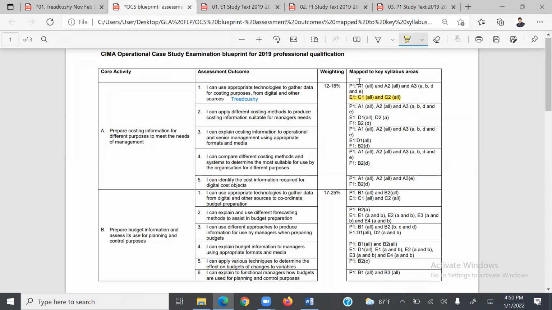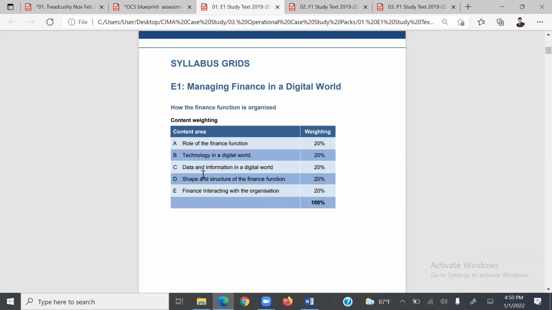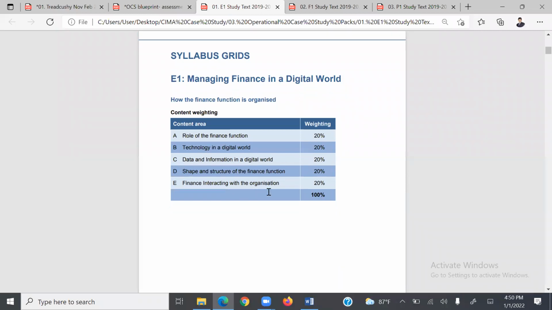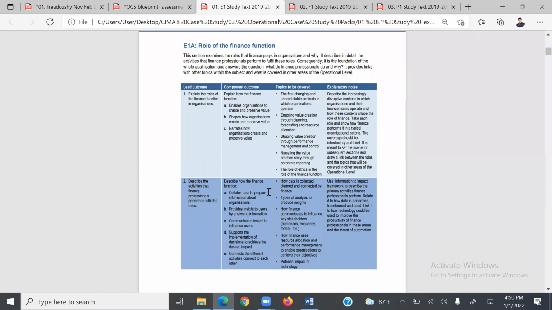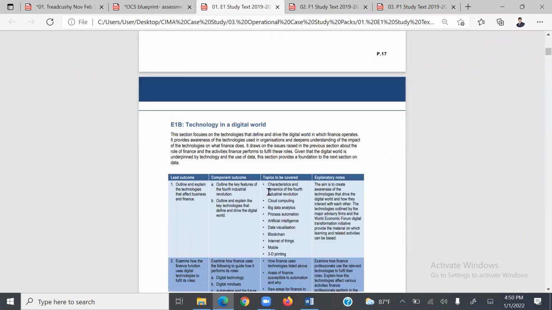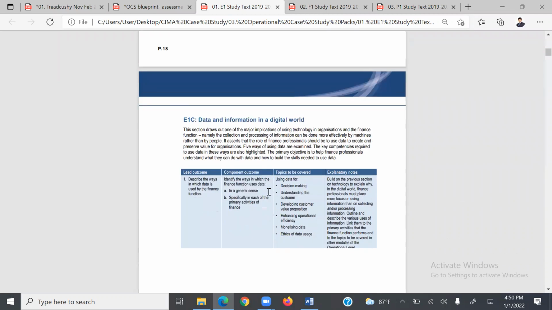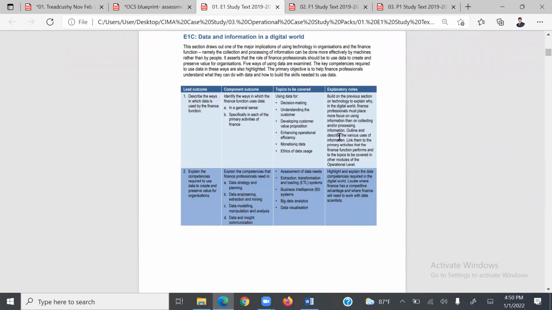C1 all, C2 all. Now, C is data and information in digital world. Clear? So you need to go to the data and digital world. They have given a table like this: E1A, E1B, and E1C. Now E1C, you have decision making, understanding customer, ethics in data, data visualization, big data analysis. So these are the indicative topics.